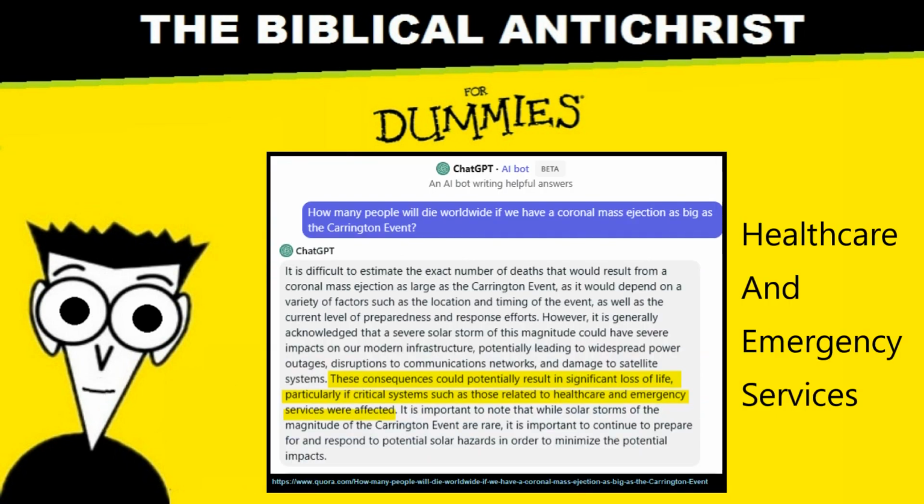End quote. An autobot generated by GPT Chat, for a question posted on Quora, how many fatalities would occur in a modern Carrington event, stated, quote, it is generally acknowledged that a severe solar storm of this magnitude could have severe impacts on our modern infrastructure, potentially leading to widespread power outages, disruptions to communications networks, and damage to satellite systems. These consequences could potentially result in significant loss of life, particularly if critical systems, such as those related to healthcare and emergency services, were affected.